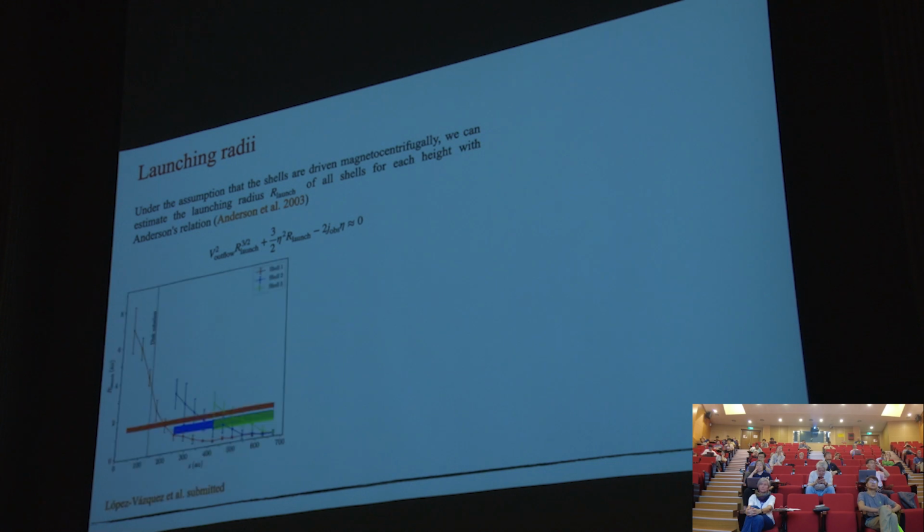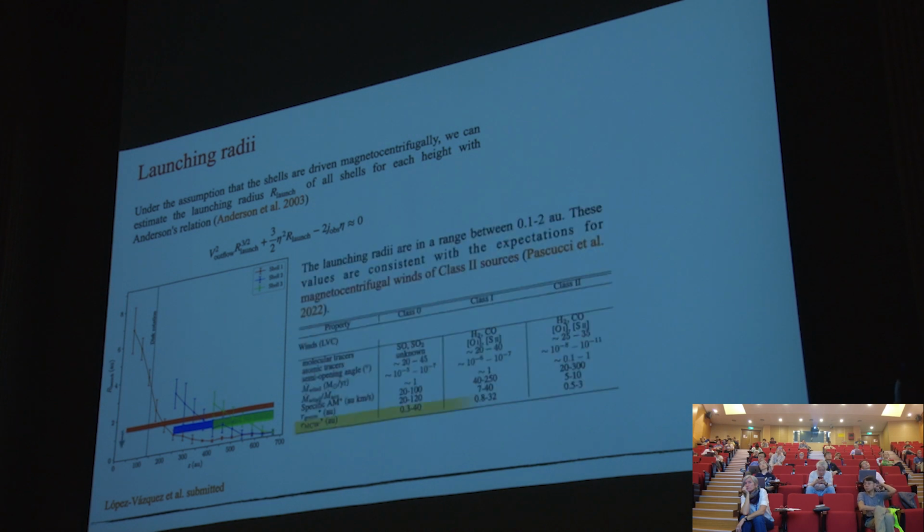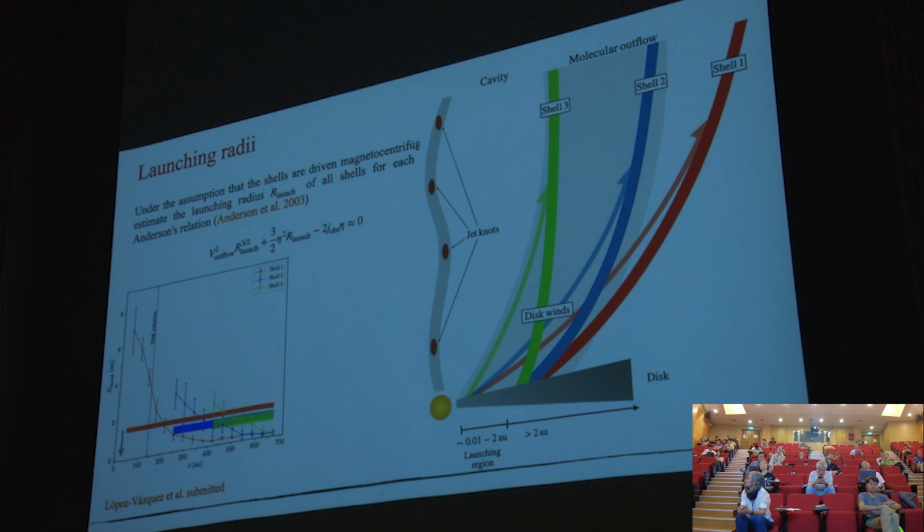With these properties, like rotation velocity, expansion velocity, and specific molecular outflow, we obtain the launching radius, and you can see that the launching region is the same for the two shells. Given that the region is the same, because we cannot resolve the accretion disk, we assume that the different shells are associated with multiple ejection events.